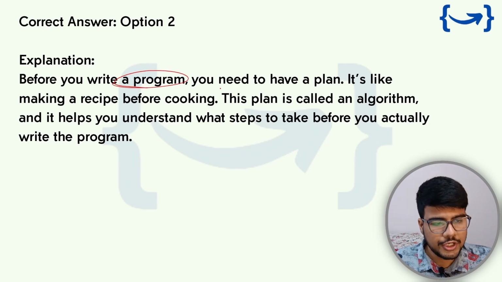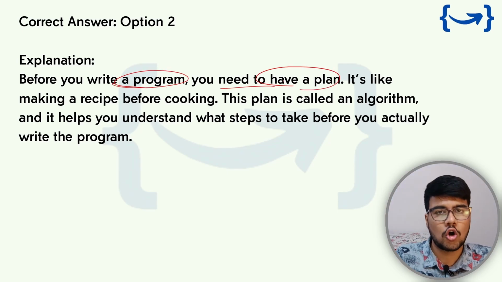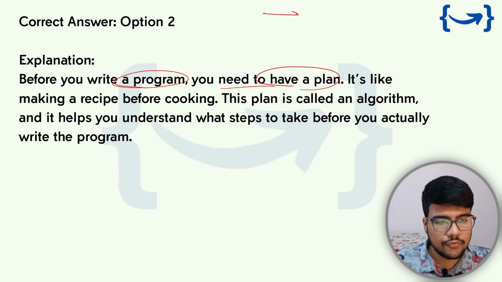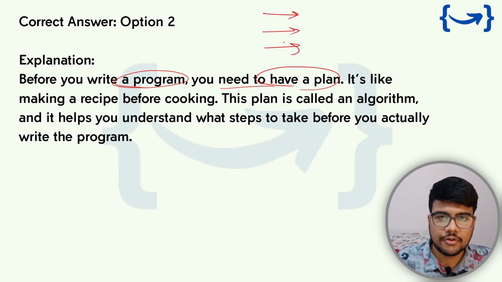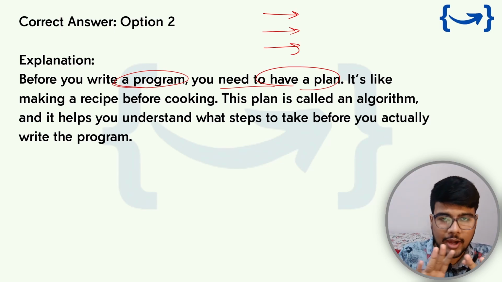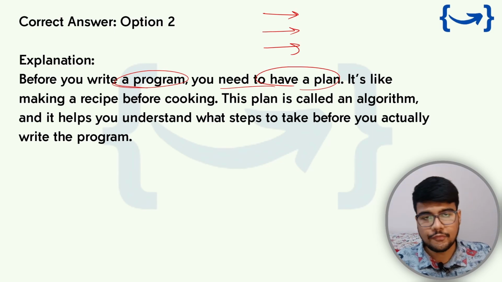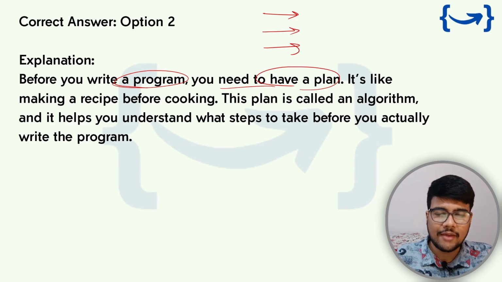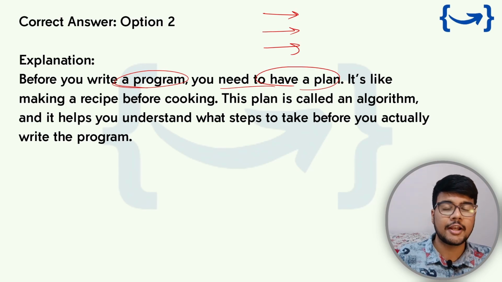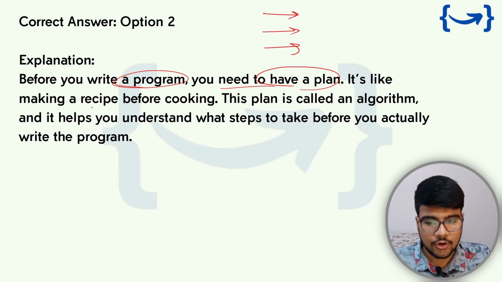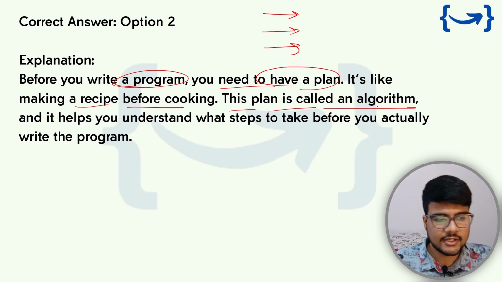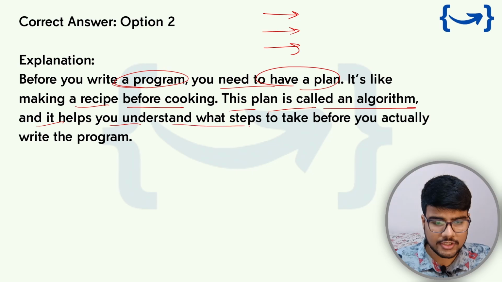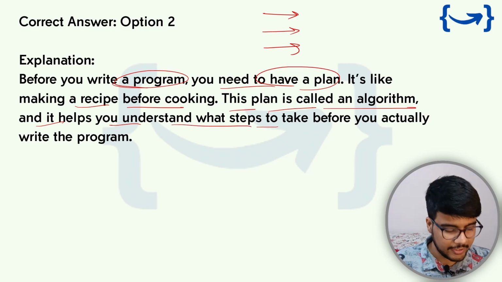Before you write a program, you need to have a plan. That's why whenever I solve an OA problem, I define the task that I need to do and try to split the task into different functions and call them from the main, so that my task becomes much simpler, because my ideation is very clear. But if you are just thinking and writing up the code, you will end up having some logical errors, syntax errors, and it might be that your code will not work. Okay, so it's like a recipe before cooking. This plan is an algorithm and helps you understand what steps to take before you actually write a program.